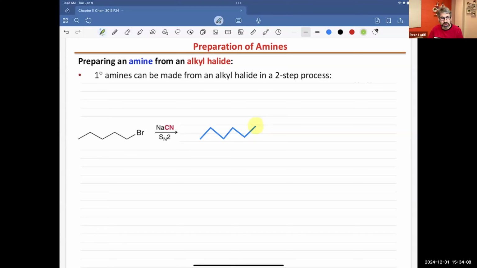In this lecture, I will go through the preparation of amine compounds. The first example that we'll practice will have sodium cyanide. Sodium will have a positive charge. Cyanide will have a negative charge, and because it has a negative charge, it can behave as a nucleophile.